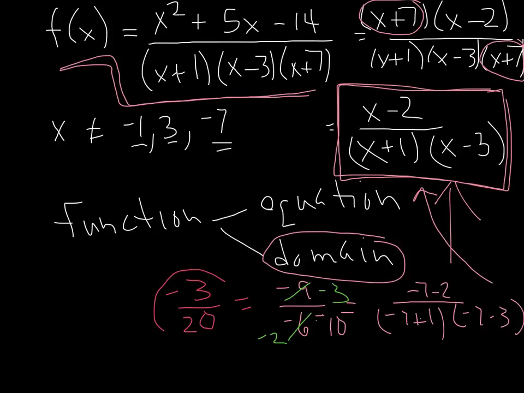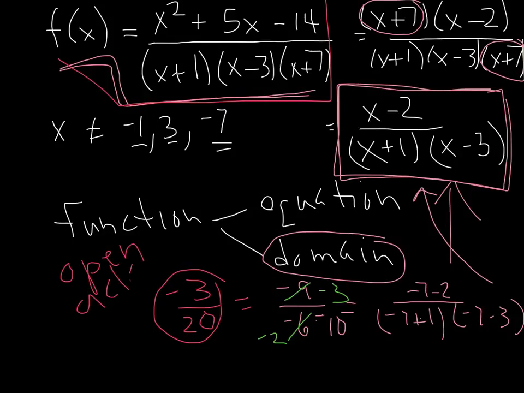So that means that the graph of this function will have an open circle, or a hole, at the ordered pair where x is -7 and y is -3/20. But it will not have a vertical asymptote there.